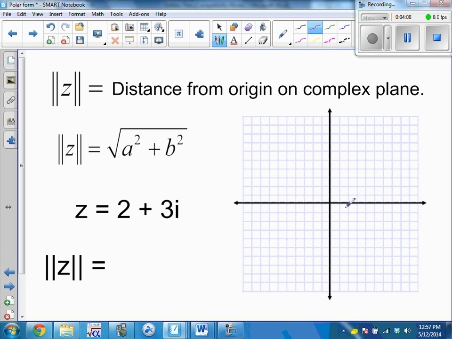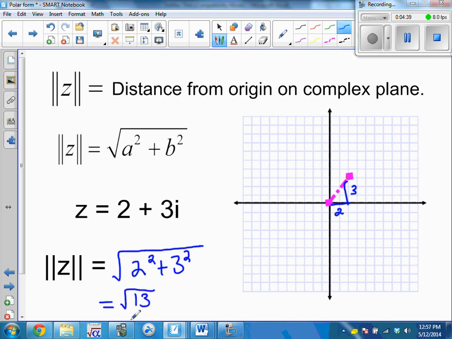So I go to the point (2, 3), and I want to find the distance. What is my distance from the origin in the complex plane? Now, to find this, I could use my distance formula, but this is just a right triangle, where it's 2 by 3. So my length is just the square root of 2 squared plus 3 squared, which is the square root of 13. That is my distance. That is the length of this number.